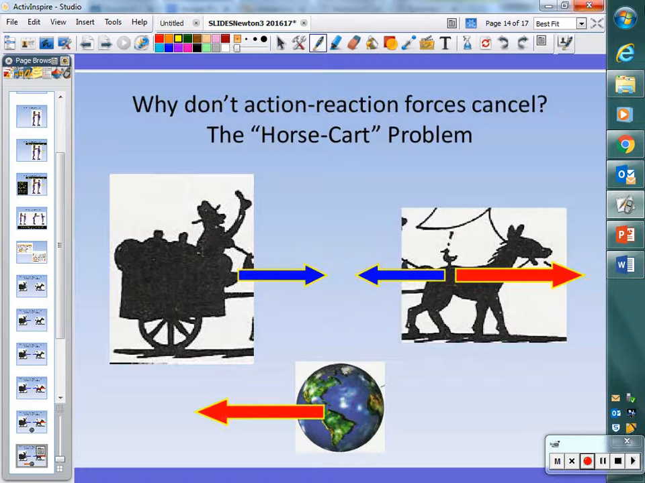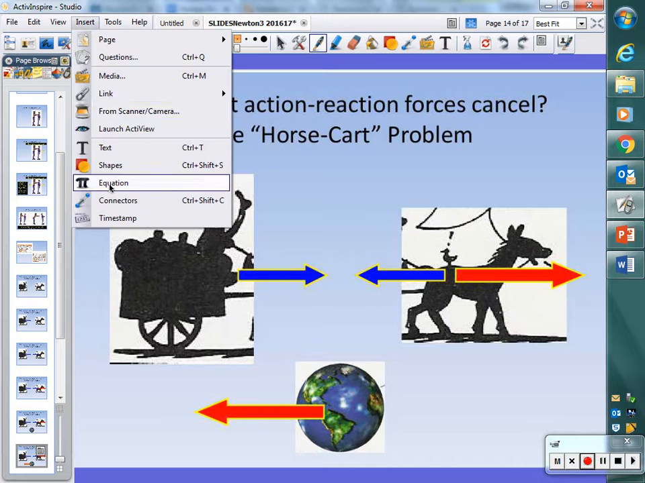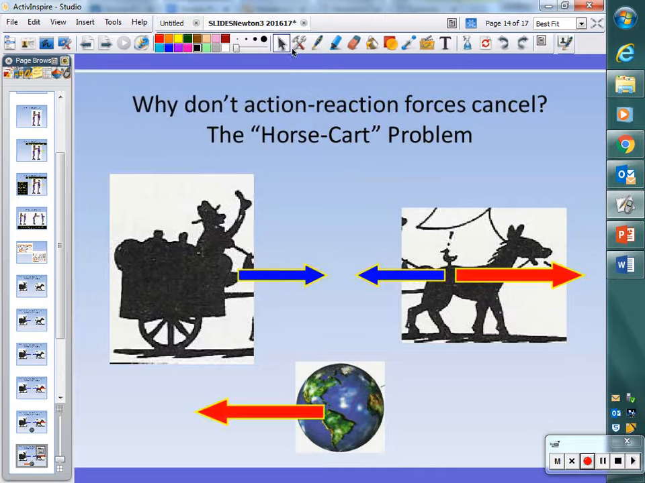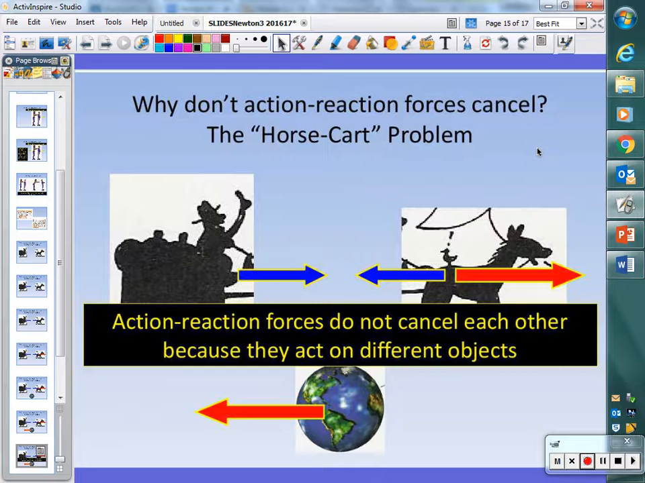All right, Jack, you asked a question before: how should we draw this? It might be a good idea to draw that. This is the whole situation here, and the end result is that action-reaction forces don't cancel each other out because they act on different objects. They don't act on the same object. This leads us then to a question all the time.